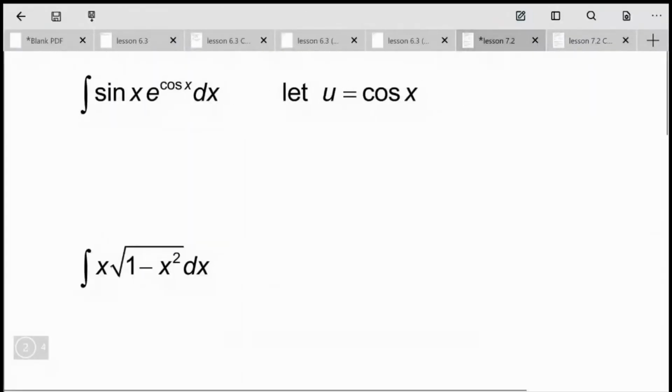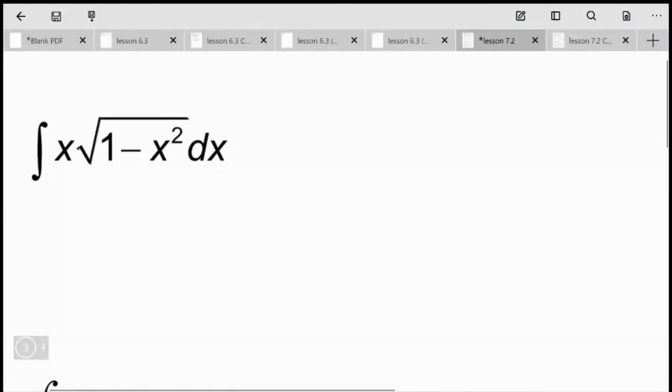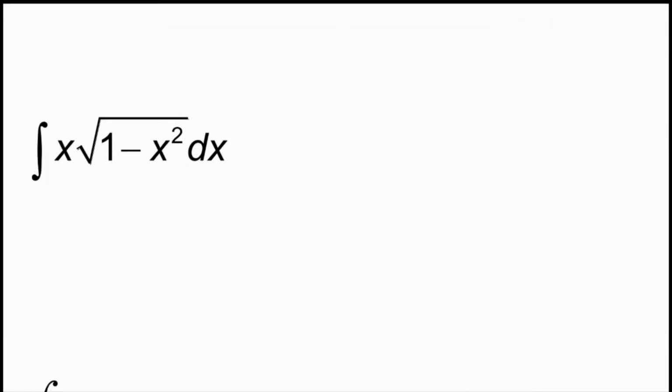Okay, so what we have after that are integrals where the u is not given. And this is where u-substitution becomes a little more complicated. When we have these types of problems, we have to think a couple of steps ahead to see if our substitution is going to work.